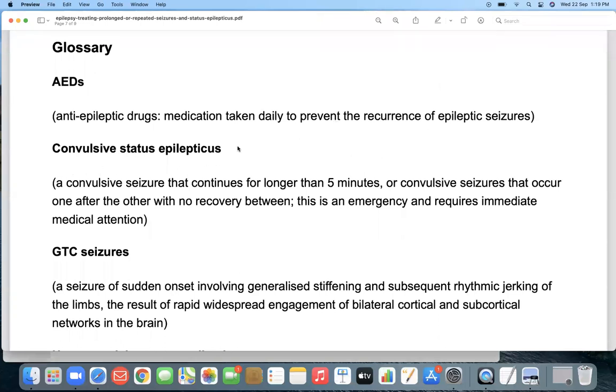Then convulsive status epilepticus. If they ask you what is the definition of convulsive status epilepticus: a convulsive seizure that continues for longer than 5 minutes, or convulsive seizures that occur one after the other with no recovery in between. This is very important. You have to tell it in the same way. A convulsive seizure that continues for longer than 5 minutes, or convulsive seizures that occur one after the other with no recovery in between. This is an emergency and requires immediate medical attention. So at least we should know this much for the definition.